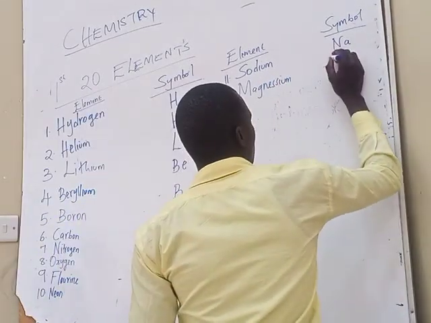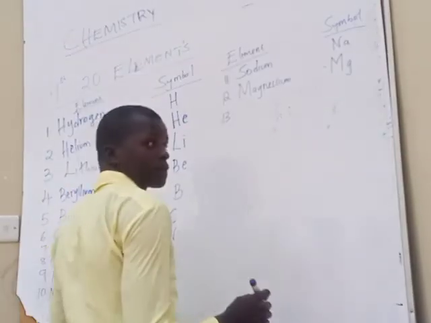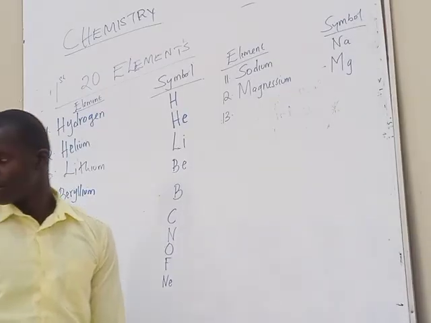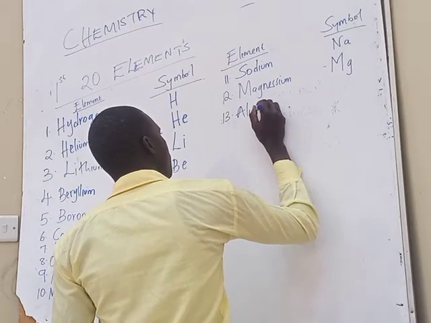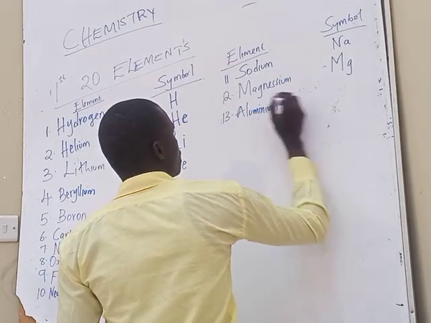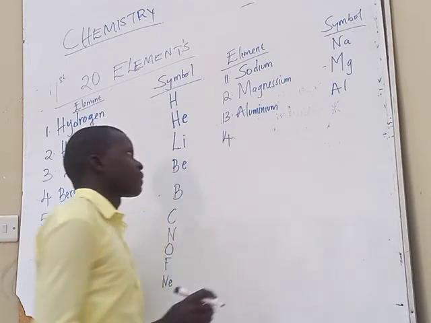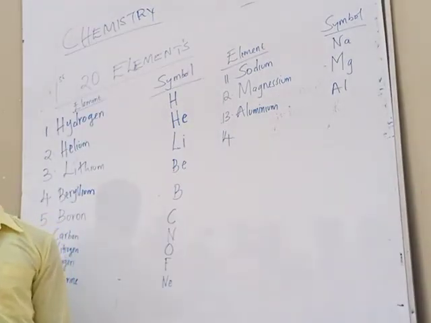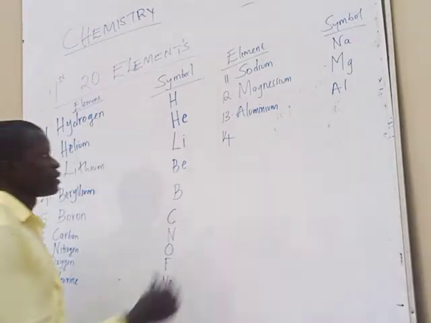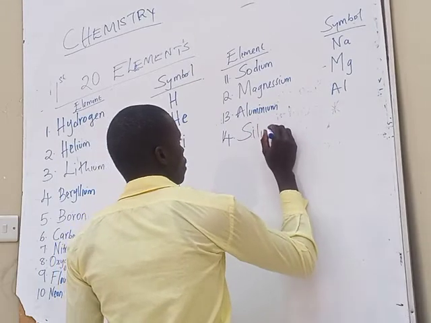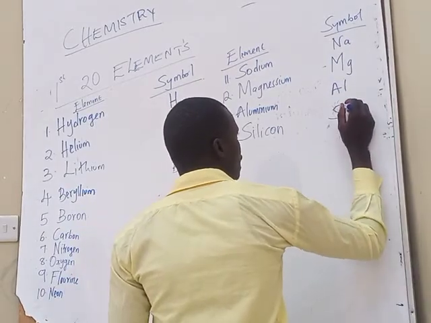Number 12, we have magnesium. The symbol is Mg. 13, we have aluminium. The symbol is Al. 14, we have silicon. The symbol is Si.